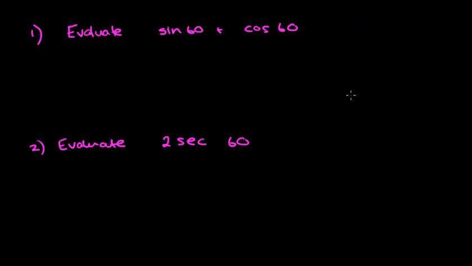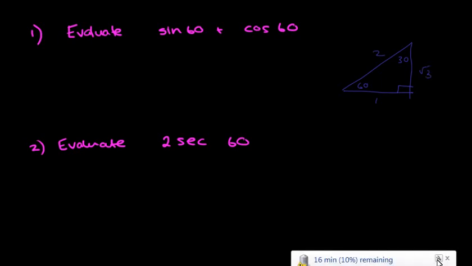Okay, so let's have a look at a nice, easy one to start with. I'm going to start by drawing my 60-30 triangle. Okay, we just drew that, so that's 1, 2, and root 3. That's obviously going to help me with this. Hopefully we won't run out of batteries here. Evaluate sine 60 plus cos 60.